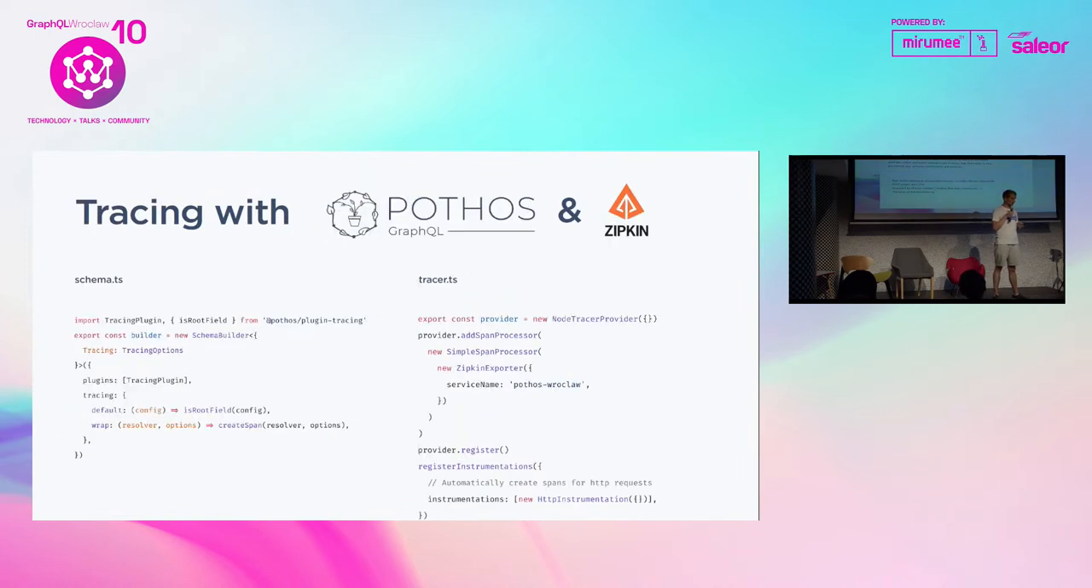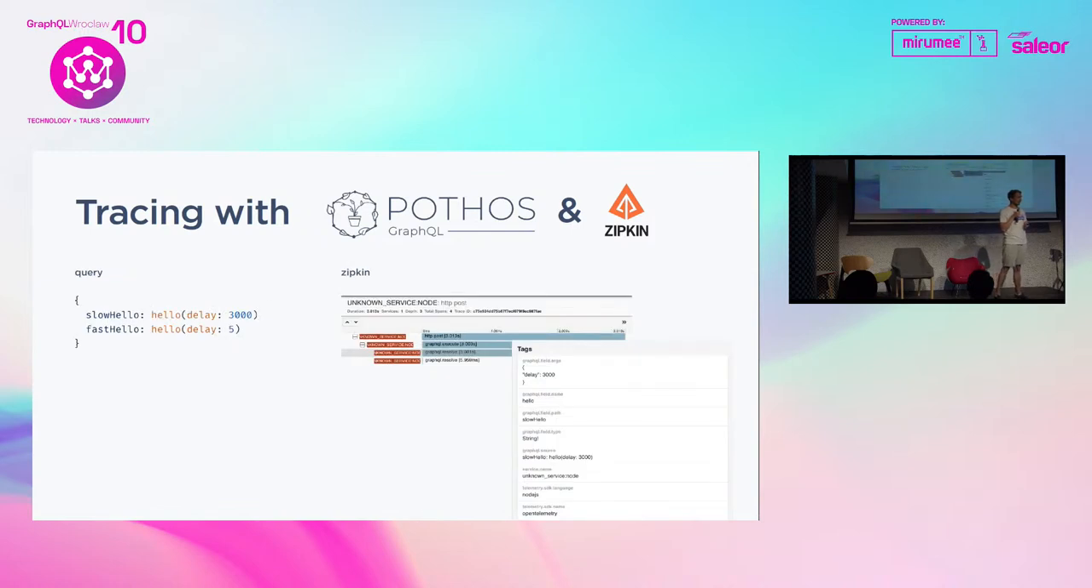I want to quickly talk about Pothos and Zipkin. I'm a bit biased here because the Pothos creator works at Stellate. But the idea is basically that I can connect Pothos with any OpenTelemetry provider. In this case, I'm using Zipkin, which is an open source OpenTelemetry sink, basically. And I can just run it locally. In production, I would probably use something like Honeycomb. And so how does this help me now?